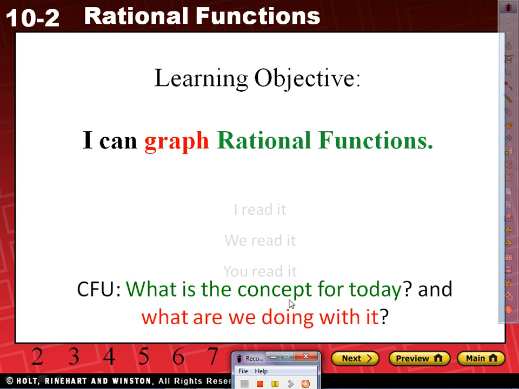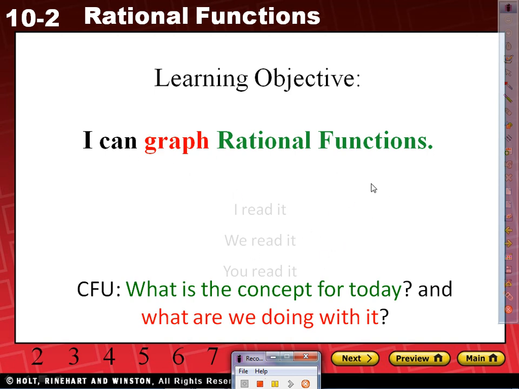For our objective for today, I can graph rational functions. Let's read it together. 1, 2, 3. I can graph rational functions. So we already covered rational expressions. We covered rational equations. Today we're going to start graphing rational functions. Okay? All right, so here we go.